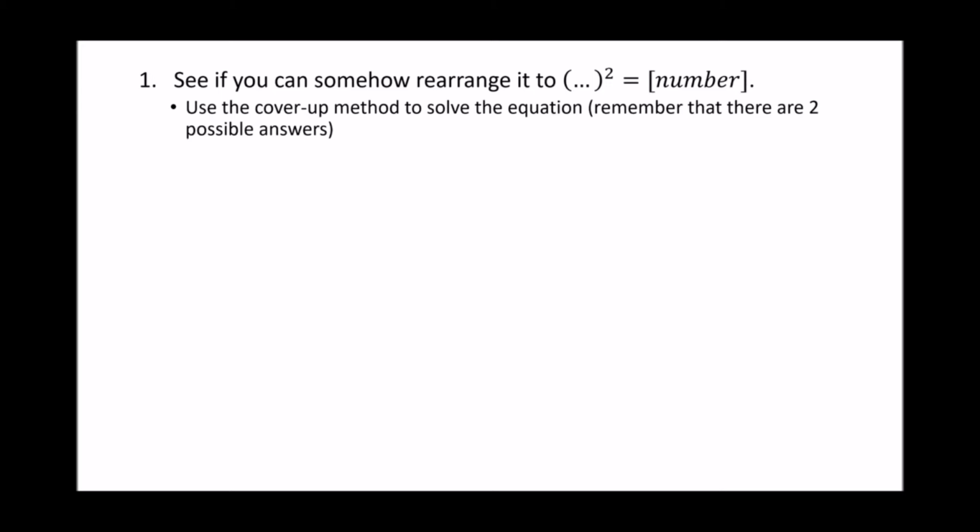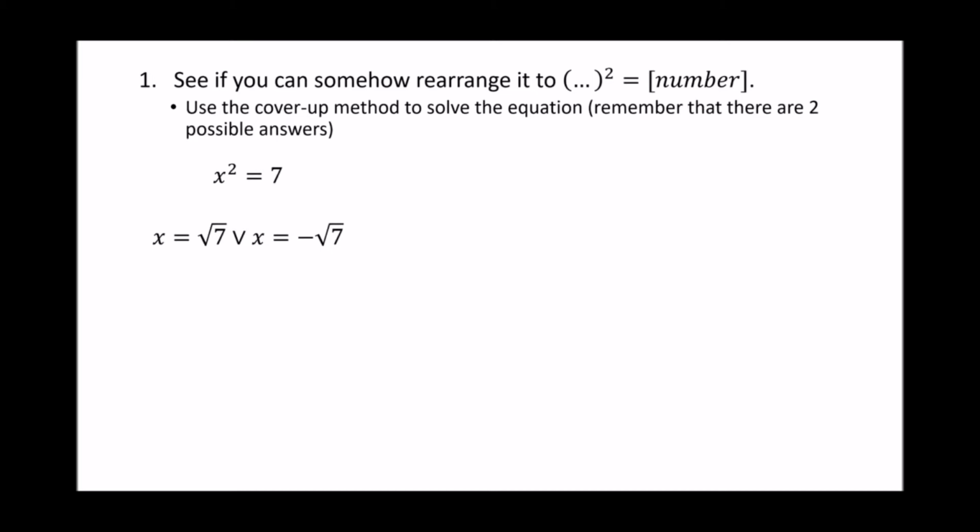Let's look through some examples for this. The easiest one is just this: x squared equals 7. Now you can just use the cover-up method, covering x, to see that x equals square root 7 or x equals minus square root 7. You could also say that you're using the balance method, because you're taking the square roots on both sides, but you have to remember that there are two answers.